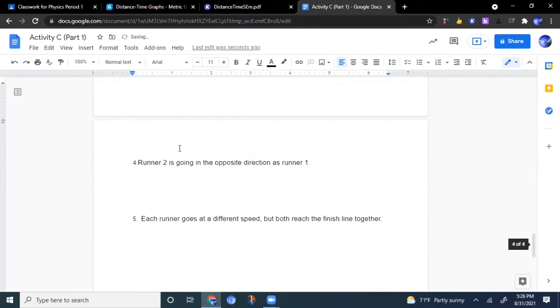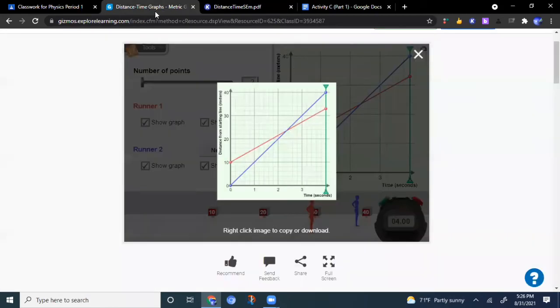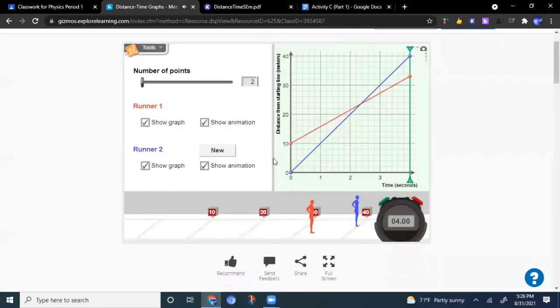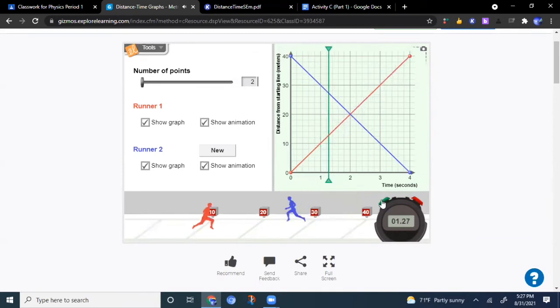Runner 2 is going in the opposite direction as runner 1. Well, I could just have runner 2 start at 40, end at 0, and have runner 1 start at 0 and end at 40. You can see they're clearly going in opposite directions.